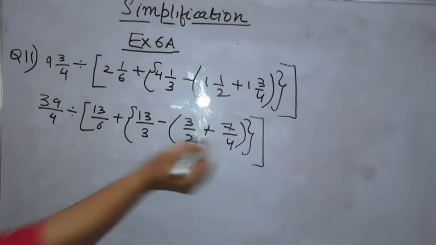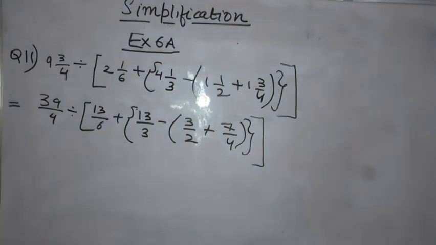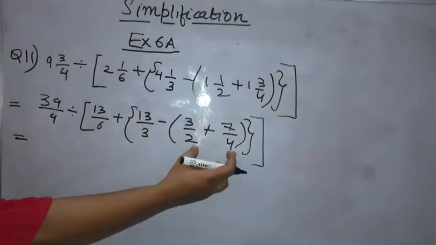So I have finished the first step. I have converted all the mixed fractions into improper fractions. Now moving on to the next step. The next step is to follow the BODMAS rule. So as per the BODMAS rule, we have to solve which bracket first? Which bracket will be solved first? Please comment down in the comment section. Obviously this bracket will be solved first.